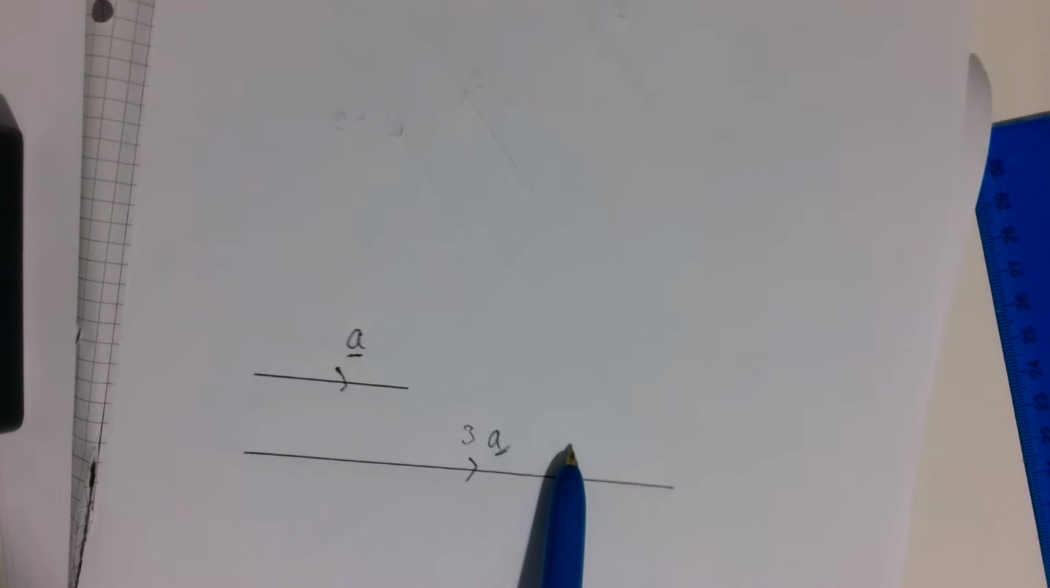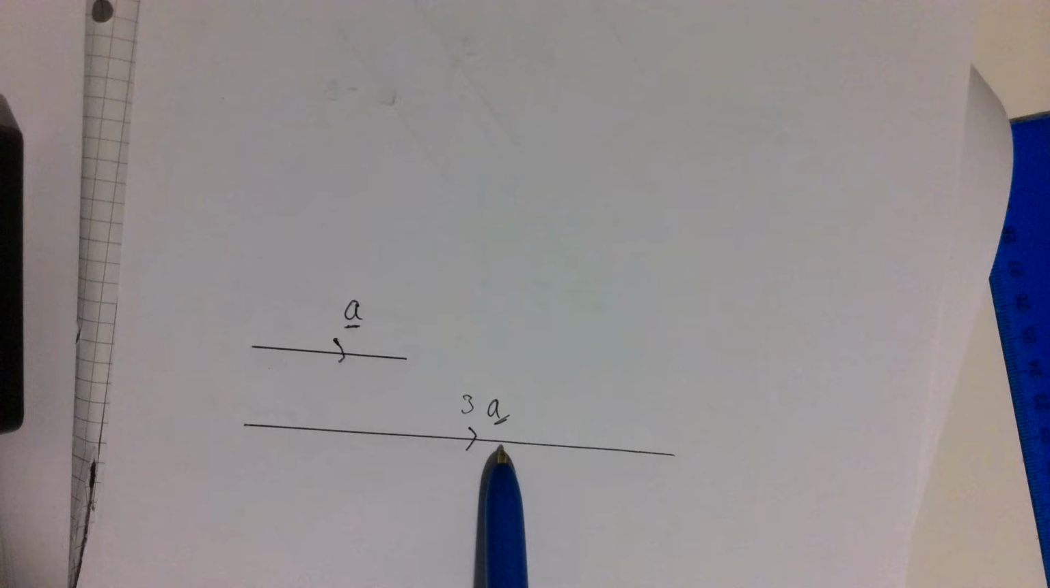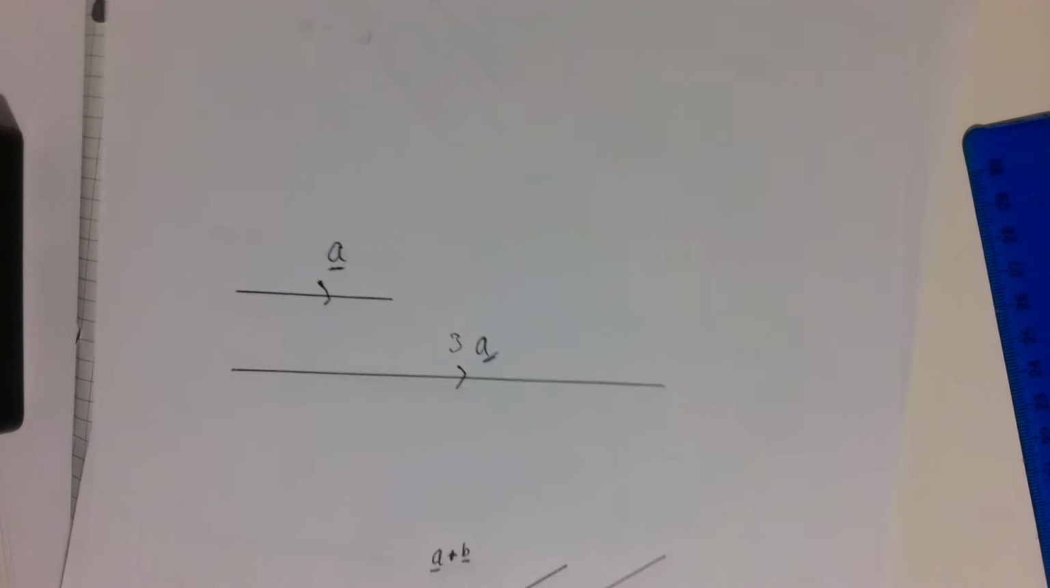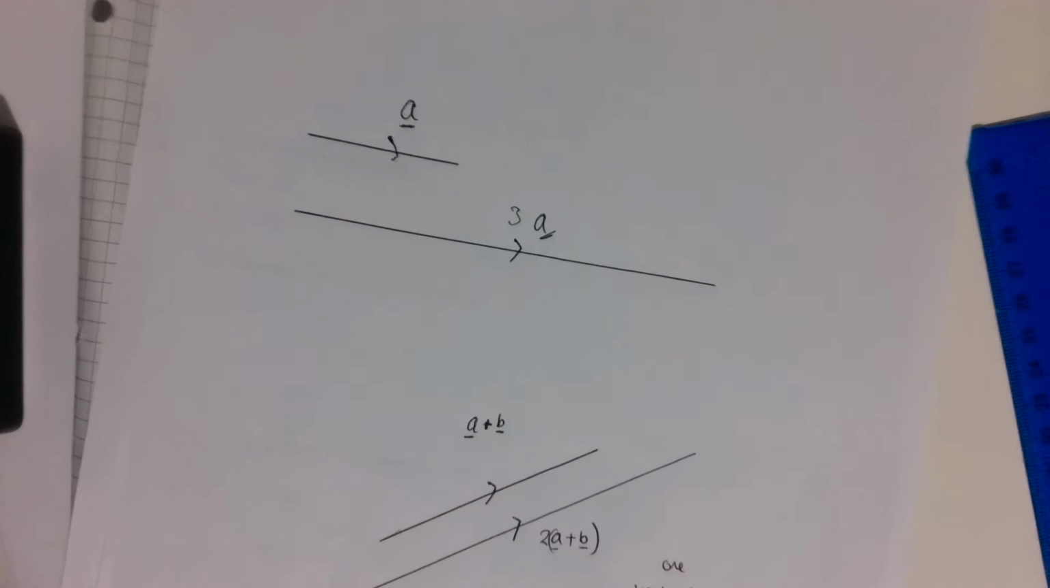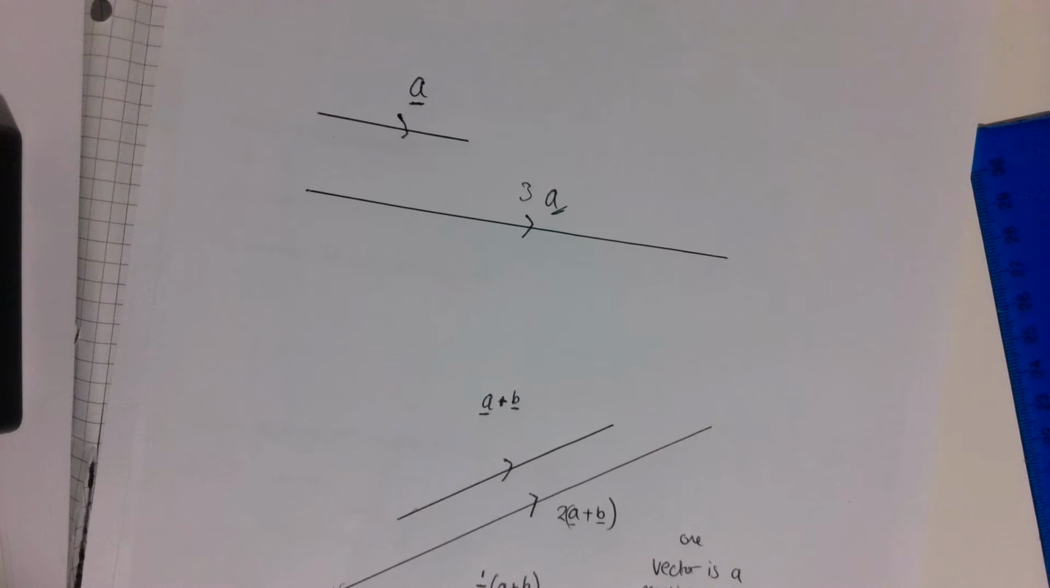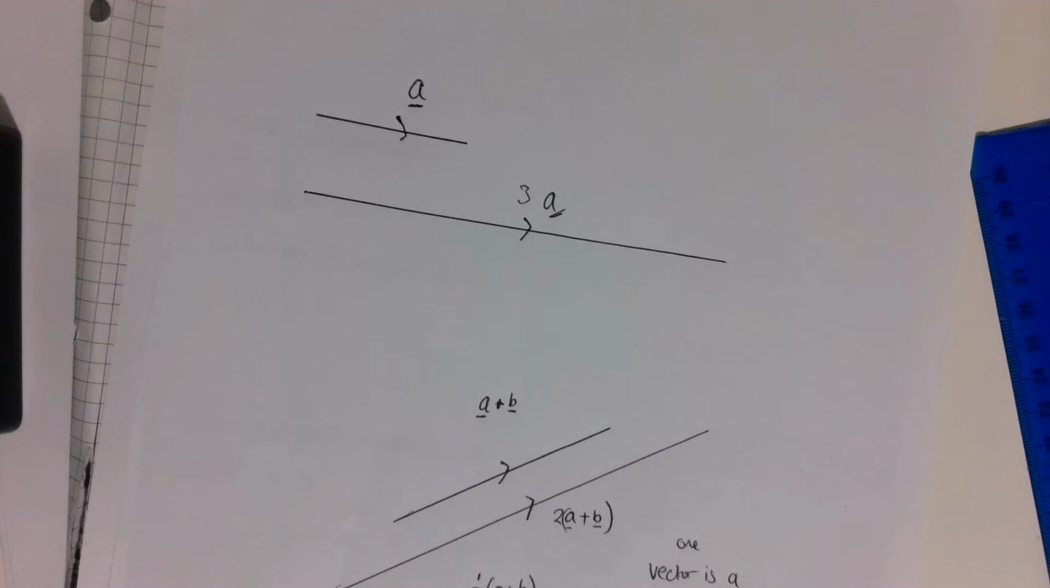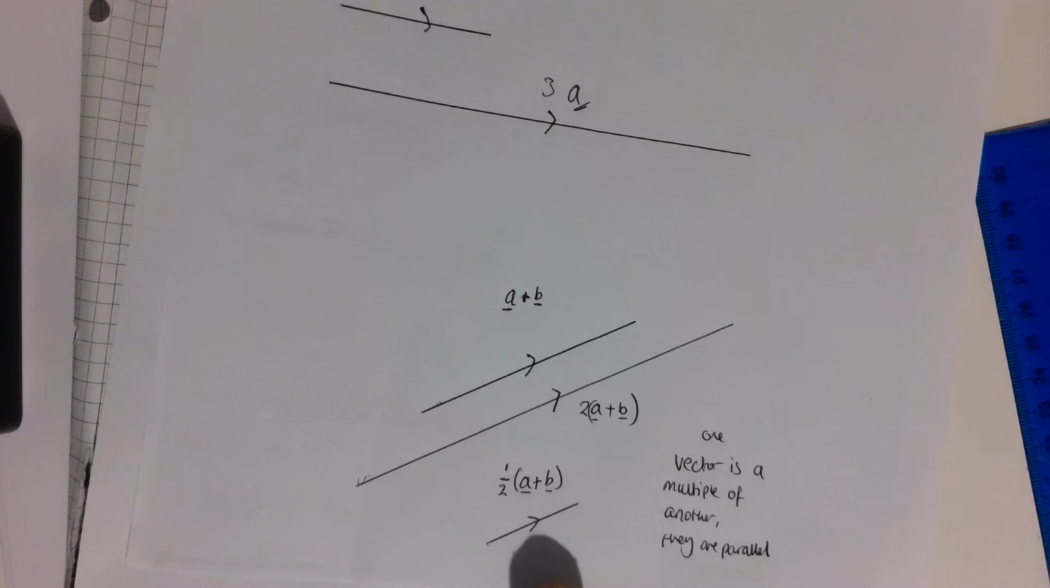I could go further, hopefully that's quite an obvious example, but if I had a vector which was something like A plus B, I could say, well, 2 lots of A plus B, again, is going to be in the same direction, it's going to be parallel. I could also say half of A plus B is going to be going in the same direction, just with a different magnitude, it will be parallel. So if one vector is a multiple of another, they are going to be parallel vectors.